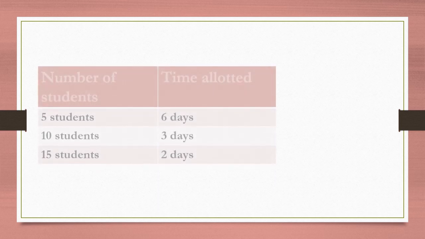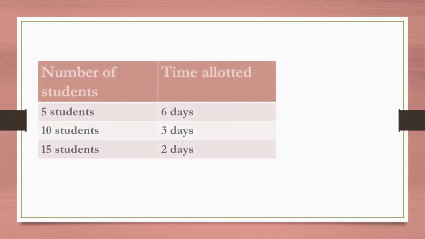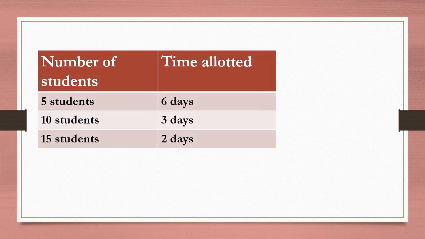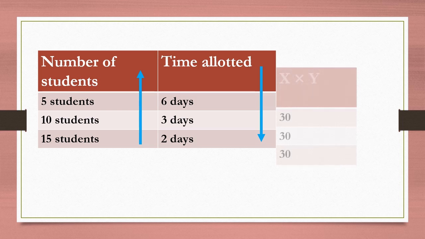Now children, see the table again. If the number of students is increased, the time is decreasing. That means if you have a particular work to do and more people are employed in that work, it will take less time to complete it. Suppose we take the number of students as X and time allotted as Y, we can observe here that when the number of students is increasing, the time is decreasing.